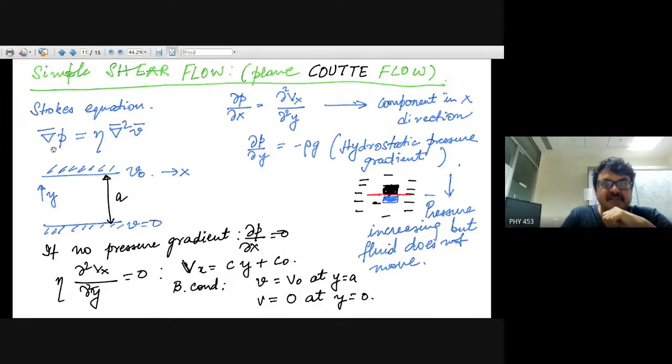The Stokes equation will have del p del x, because the velocity change is in the y direction. Hence, you have eta. There should be an eta here. Del 2 vx del y 2, because that's the only term which will survive. There's no velocity change in the z direction or in the x direction.